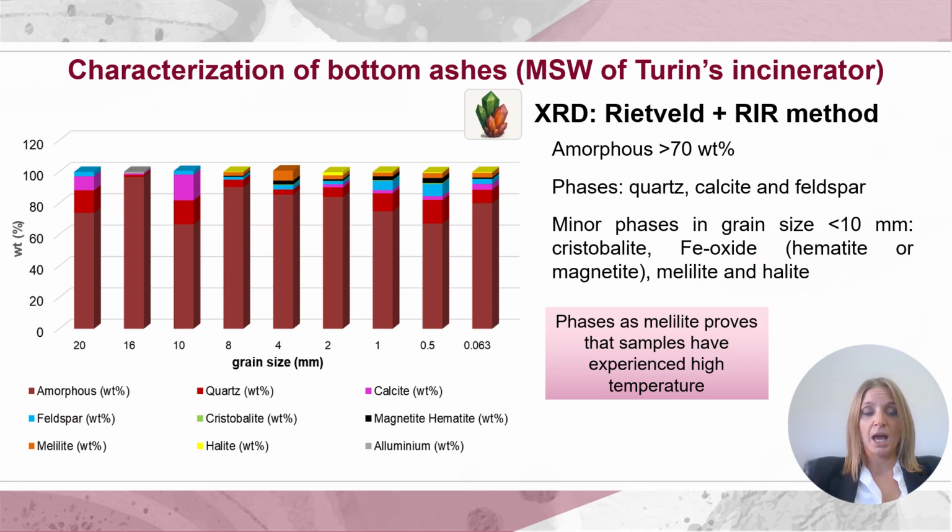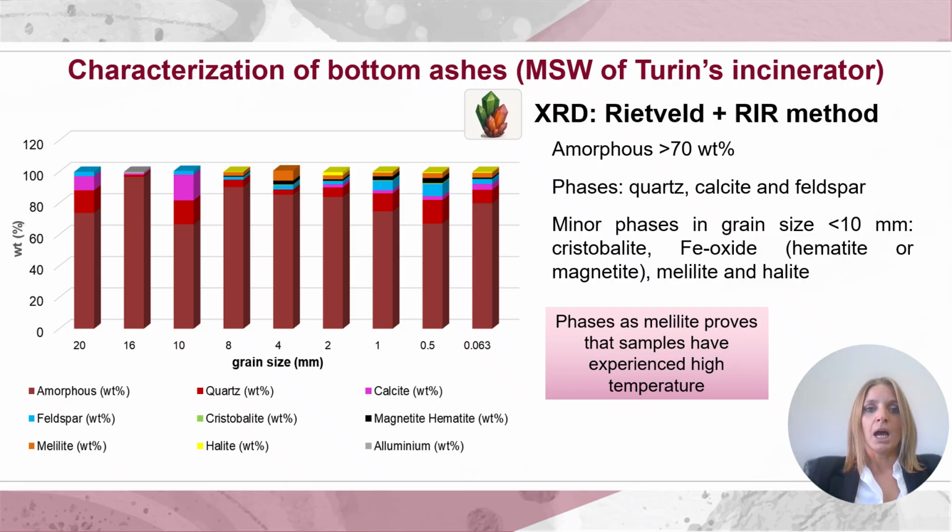In this graph, we can see the mineralogical composition obtained through the Rietveld method using the X-ray powder diffraction data of the bottom ash. We can clearly see that it changes a little bit with the grain size. Across all fractions, the amorphous content dominates, exceeding even 70% by weight.